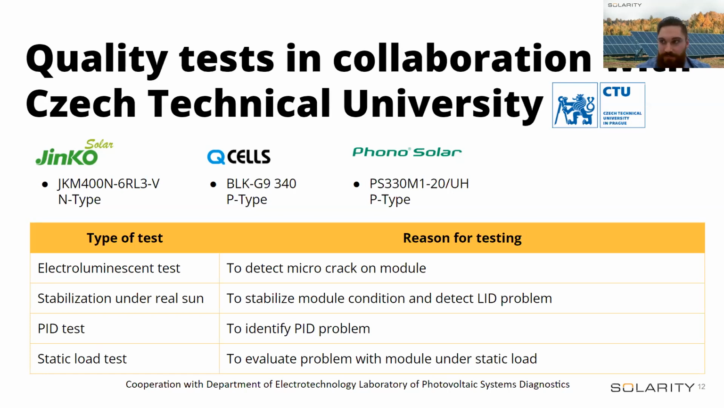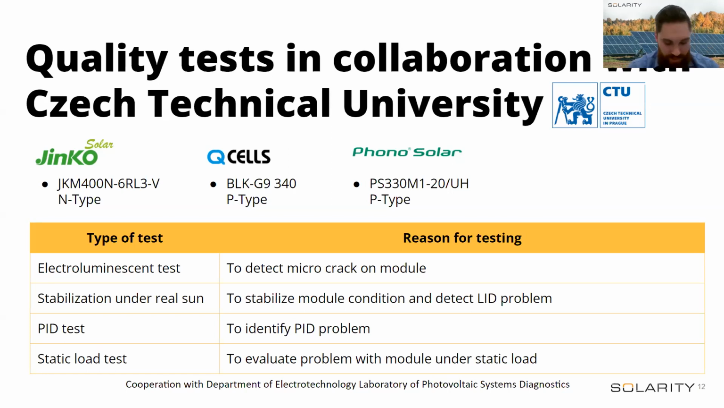LID is light induced degradation. It's a loss of performance, I mean the power of PV modules, that happens when you install the PV module for the first time outside, and the sun goes through these cells. So this is the first degradation, which is also mentioned in data sheets: degradation for the first year, and then up to 25 or 30 years linear degradation.